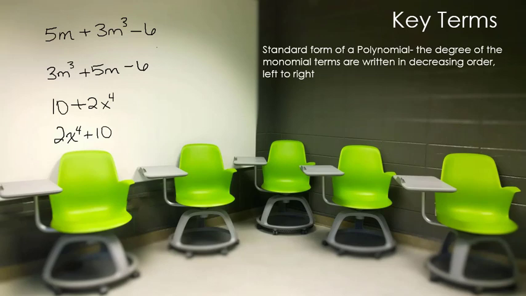And let's do one more example. I'm going to block off some space here. Let's say that we had 2x plus 4x to the fifth minus 3x cubed. In standard form, the highest degree first.